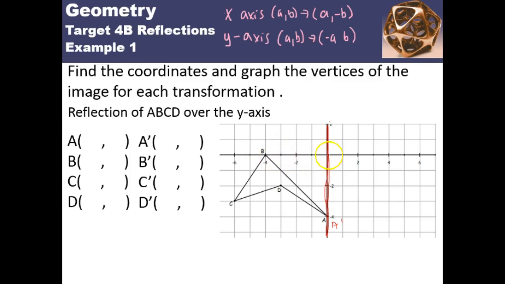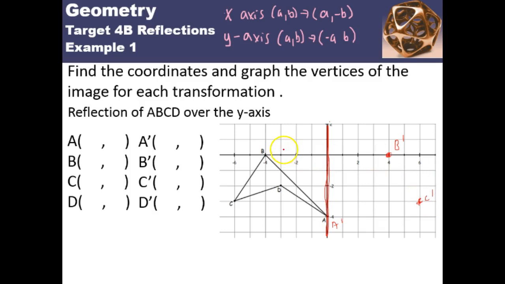So B prime is going to be 4 units on the opposite side of the line, which is over here. So 1, 2, 3, 4. So right here is B prime. Now C is from the red line, it's 1, 2, 3, 4, 5, 6 units to the left. So I'm going to go back to the red line, and I'm going to go 6 right. So 1, 2, 3, 4, 5, 6. And that is C prime.